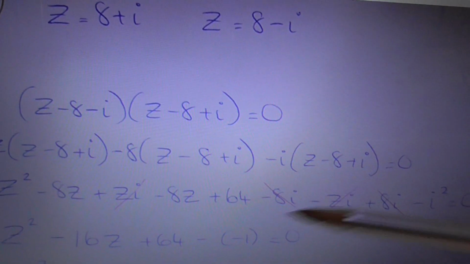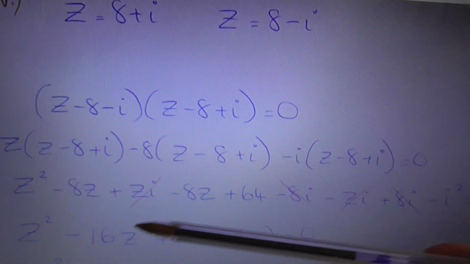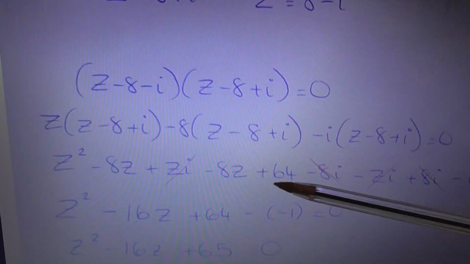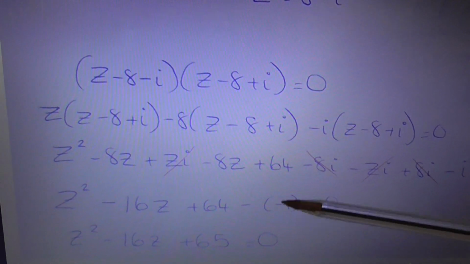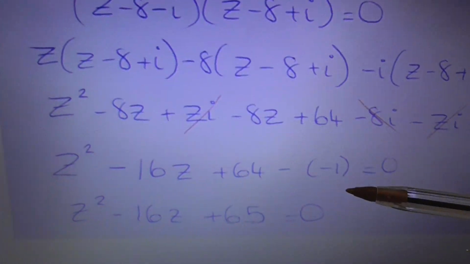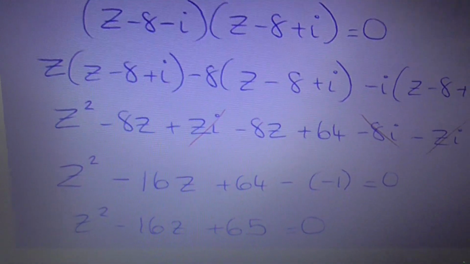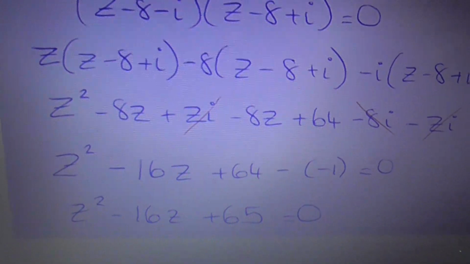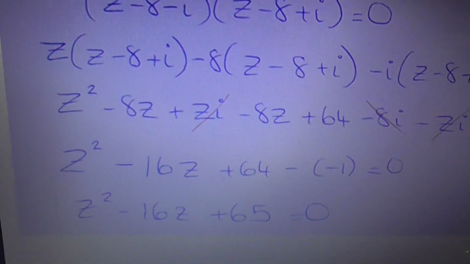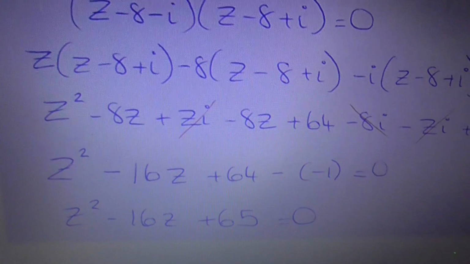So your next line then, minus 8z and minus 8z is minus 16z, plus 64 minus, and this was your i squared, which is minus 1. Watch your signs. So minus by minus is a plus 1, so 64 plus 1 is 65. So the quadratic whose roots are 8 plus or minus i is z squared minus 16z plus 65 equal to 0.